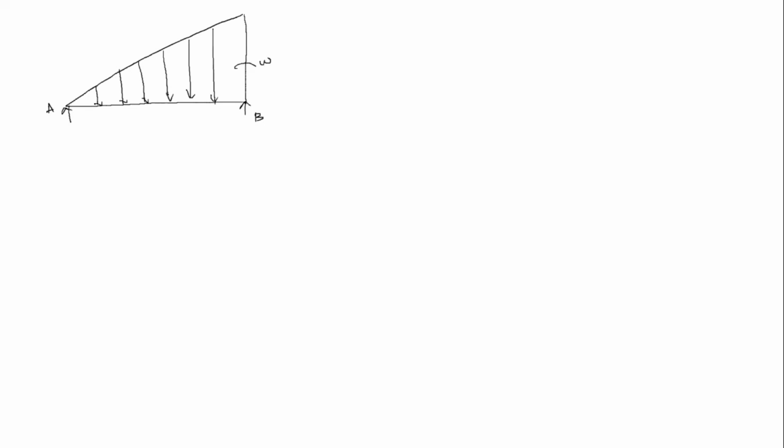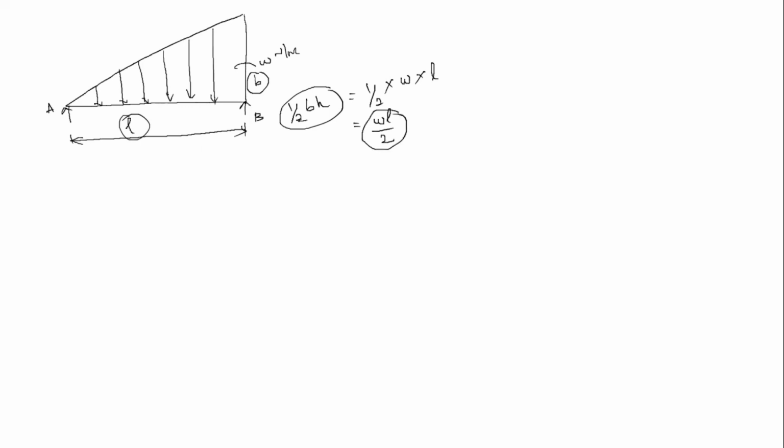So here W Newton per meter, and the length is L, right? So this is the triangle. What is the area of this? Area is equal to 1 by 2 into B into H, where B is the length L and H is W. So the area is WL divided by 2. This is the way of converting the uniformly varying distributed load into point load.